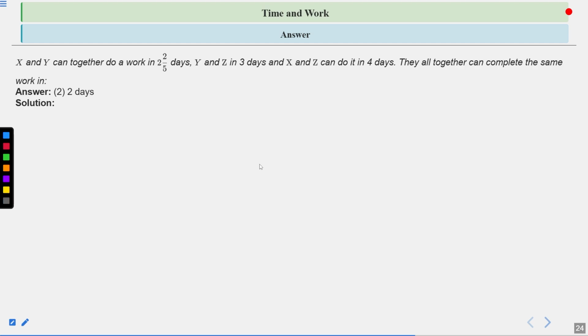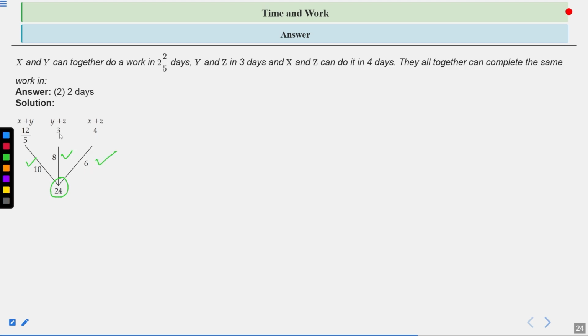Now see the detailed solution of this question. Taking the LCM of X plus Y, which is 12 by 5 days, Y plus Z 3 days and X plus Z 4 days, we get the LCM, which is 24 units. Now we get the combined efficiency of X and Y, which is 10 units. We get the efficiency of Y and Z combined, which is 8 units, and the combined efficiency of X and Z, which is 6 units.